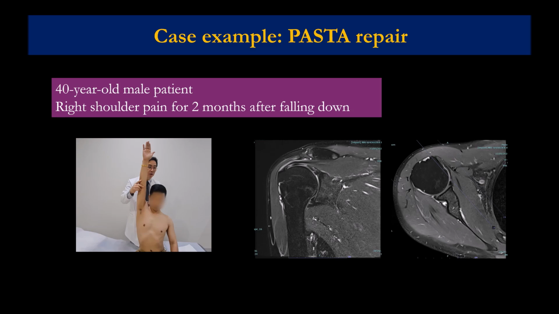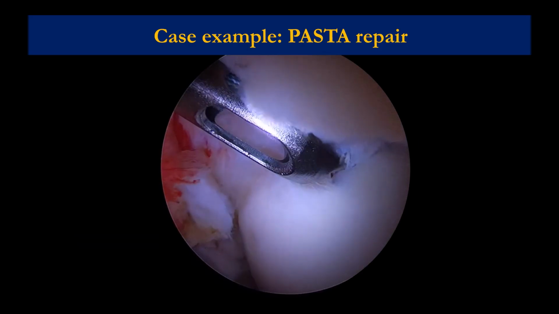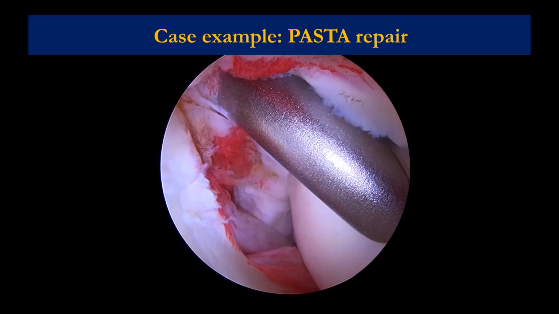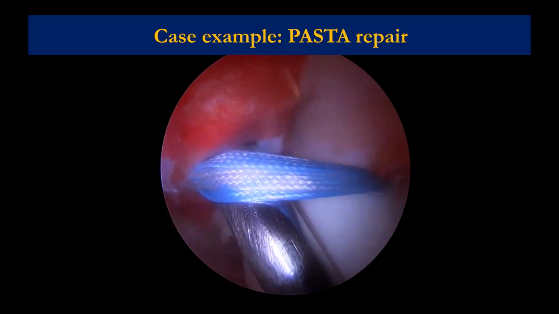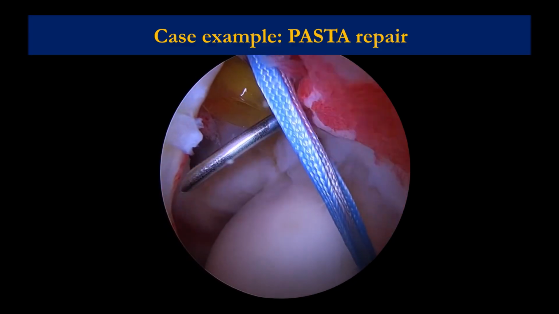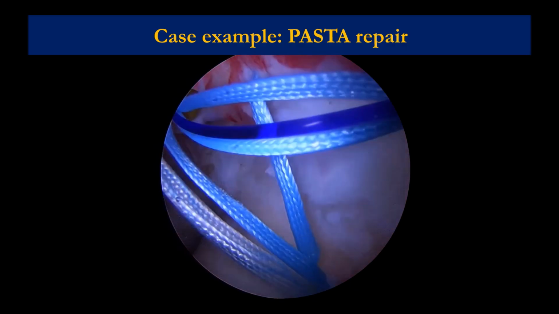This patient, 40 years old, is also the same. He's really active in sports, and this time he has a history of a fall. Then we put the anchor into the rotator cuff interval without any damage to the tendon. We come from the rotator interval, but my angle will be very vertical.